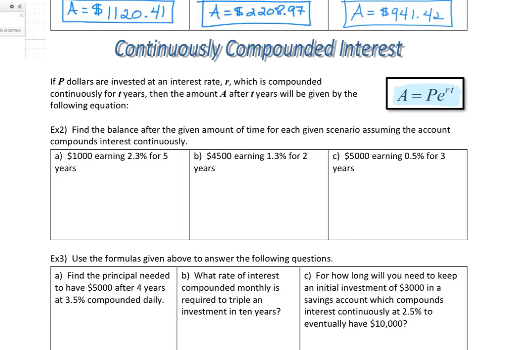So the variables mean the same thing. P is the principal, e is the number e, r is the rate, but you have to change it to a decimal, and t is the amount of time in years. So again, this is asking for your balance at the end of the time. It's a number of years for each scenario, assuming continuously compounded interest.